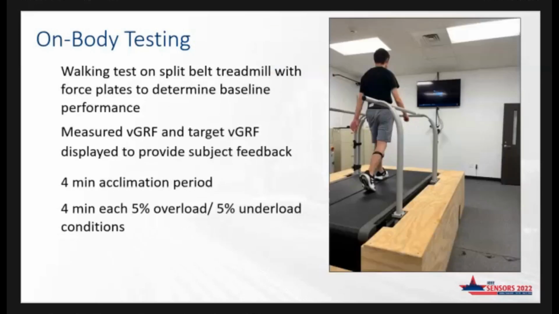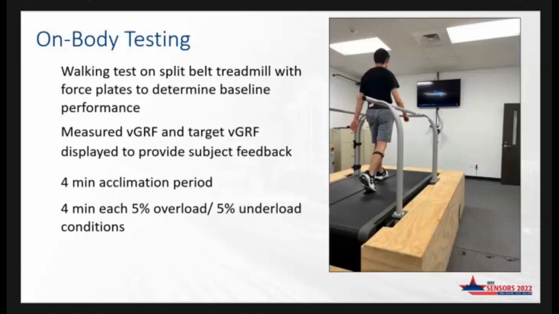So in order to do this comparison, we ran a trial where subjects were asked to perform a basic walking activity on this split belt treadmill that I was mentioning earlier. They were asked to walk normally for 4 minutes in order to calculate their normal baseline vertical ground reaction force. And then for the following 2 sets of 4 minutes, they were asked to either overload or underload their limb performance. And you can think of that as just sort of either over-exaggerating a step or underloading your leg, in the case of over and underloading, respectively.